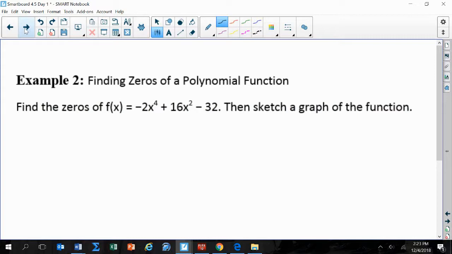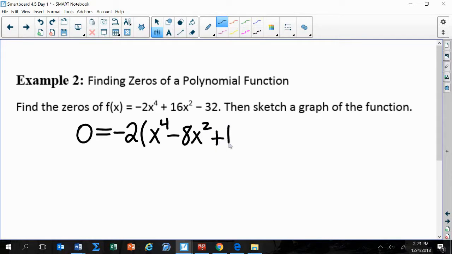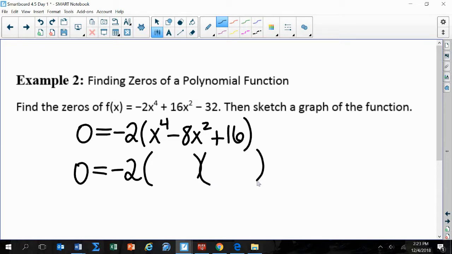So here I need to start by factoring this expression. Do we see a GCF? Negative 2. So I'm going to have x to the 4th minus 8x squared plus 16. Then I want to try to factor this trinomial, x to the 4th minus 8x squared plus 16.